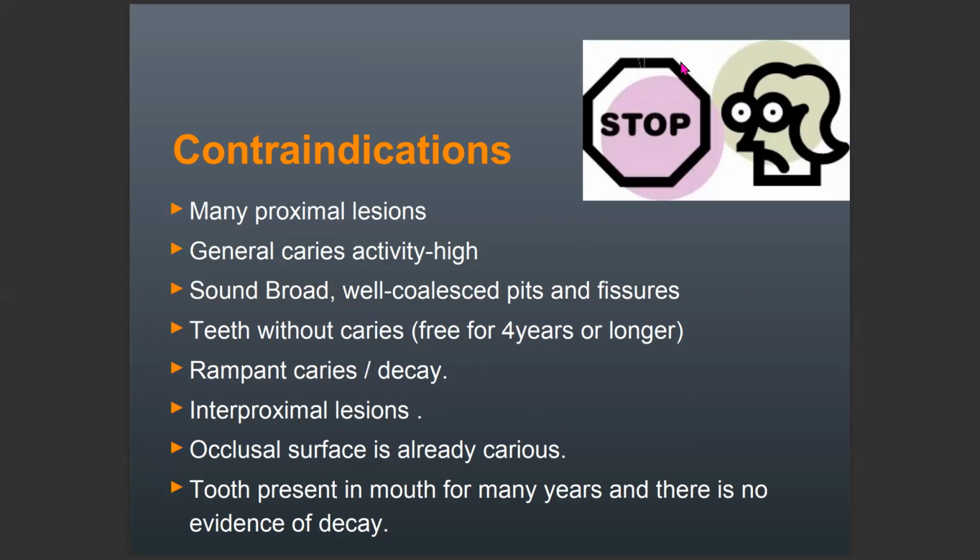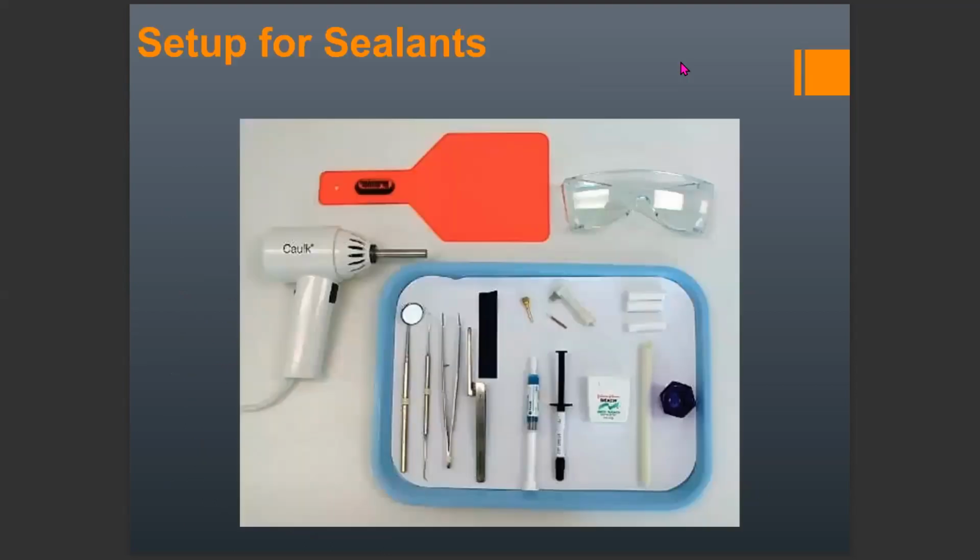The contraindications are: many proximal lesions; general caries activity where it is high in rate; sound, broad, well coalesced pits and fissures; teeth without caries, free for 4 years or longer. It is contraindicated where rampant caries and interproximal lesions are seen. Occlusal surfaces that are already carious are also contraindicated, as is a tooth present in the mouth for many years with no evidence of decay.